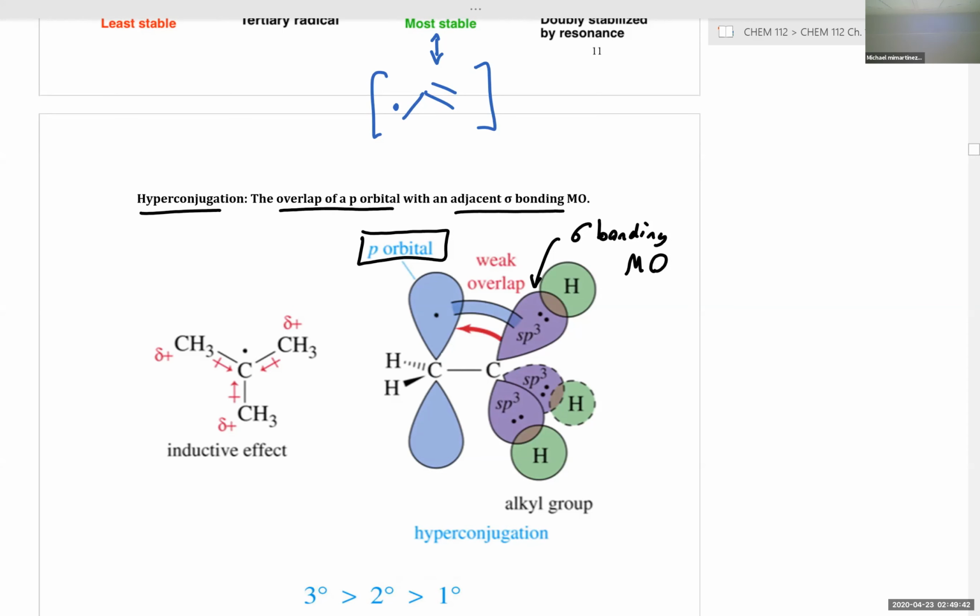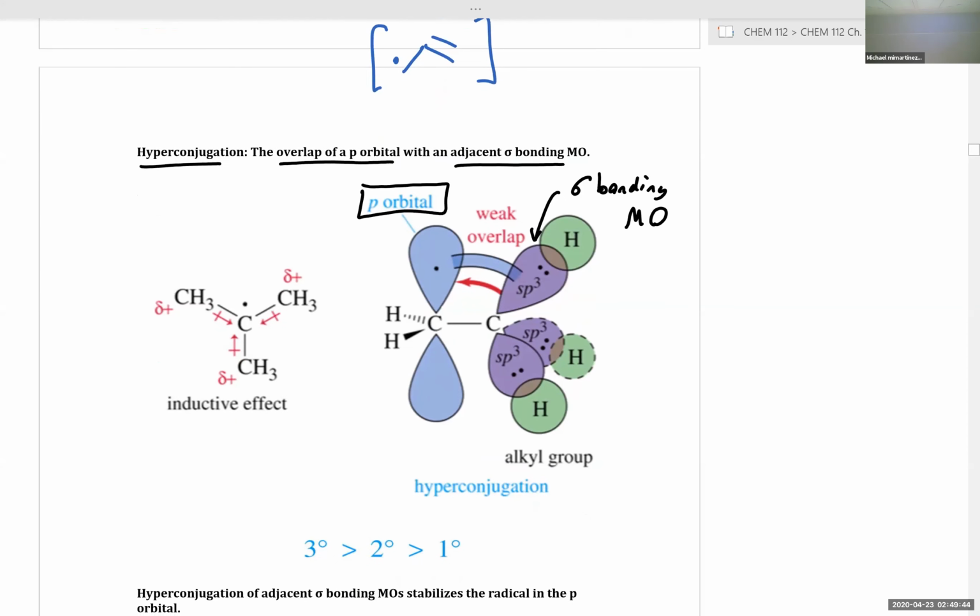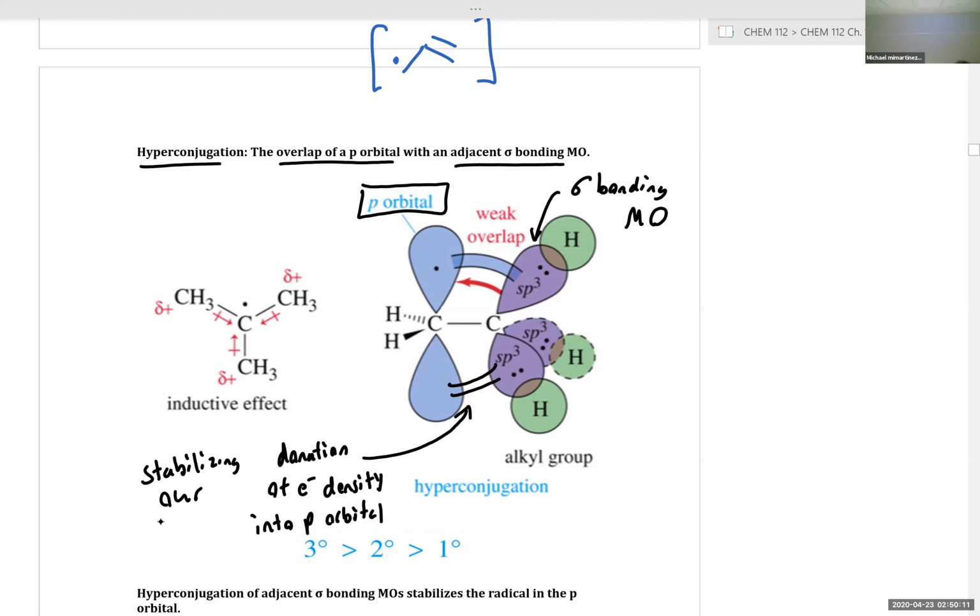Now, as a result of this hyperconjugation, as a result of this overlap, we end up with donation of electron density into the p orbital, and we end up stabilizing our p orbital.